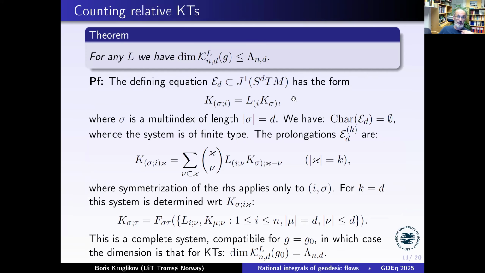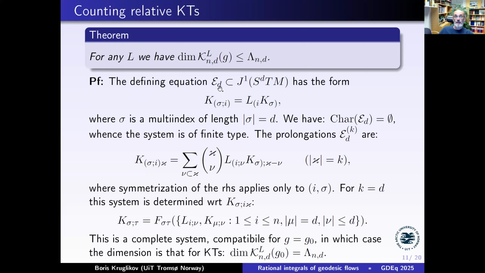Okay, so the first statement is that counting dimensions is actually the same as for Killing tensors. So fix L, and then the dimension of this vector space is bounded by the same number as for Killing D tensors. The proof is a very slight modification of the standard proof for Killing D tensors. So let me briefly go through this. The idea is that if you look at the equations, they are not the same, but their symbols are the same. And therefore you think perhaps they can be brought to a very similar form, and that's correct.